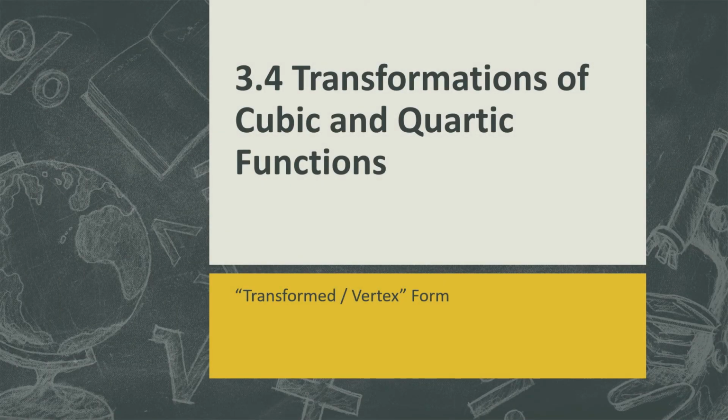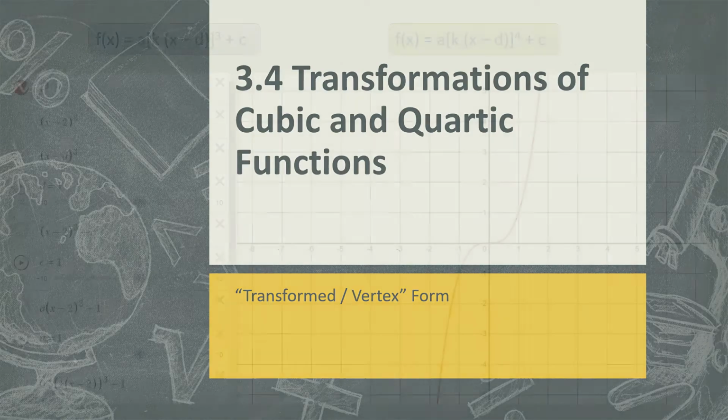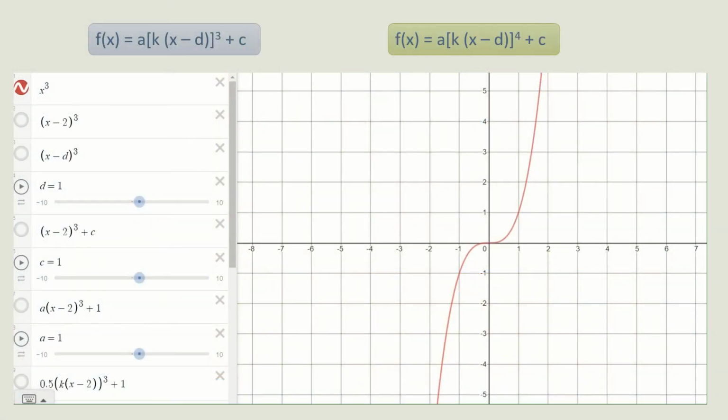This is the advanced functions lesson on transformations of cubic and quartic functions. Cubic is a degree 3, quartic is a degree 4. So let's take a look at what those graphs look like. Here we have the cubic function. I'm doing this on Desmos.